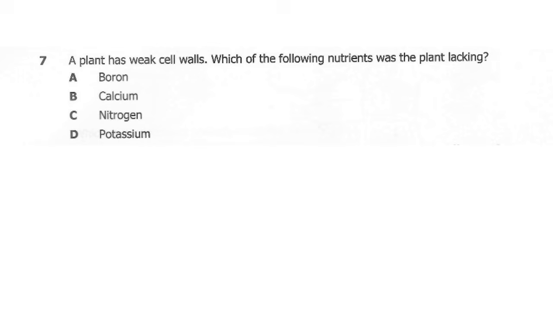Question 7. A plant has weak cell walls. Which of the following nutrients was the plant lacking? So we are saying a plant has weak cell walls. Which of the following nutrients was the plant lacking? A, boron. B, calcium. C, nitrogen. D, potassium. You can leave your answer in the comment section.